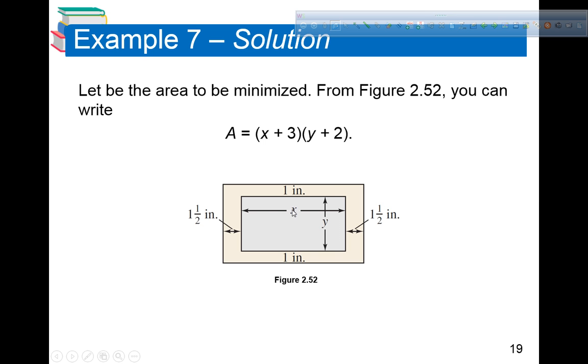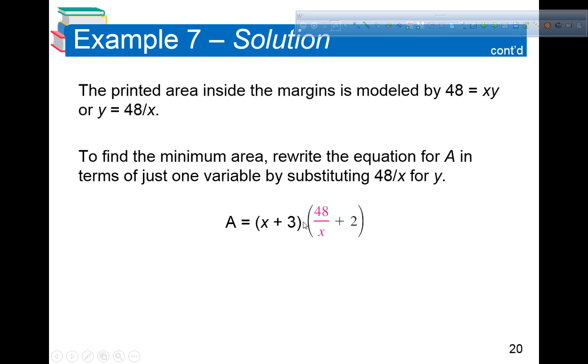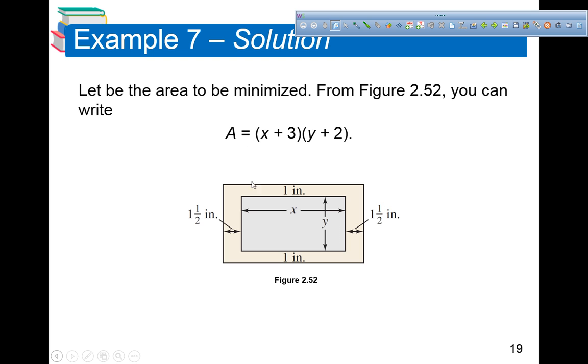So what they do is, this is x, this is y. This needs to take up a certain area. So x times y equals 48. And this is kind of like that problem that you had on the test. X times y has to be equal to 48. And then x plus 3 times y plus 2 gives you the area of the whole thing. If you look backwards, okay? So the width of this whole thing is x plus 1.5 plus 1.5, which is x plus 3.